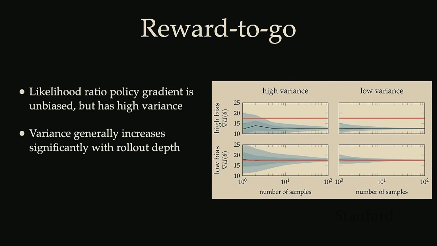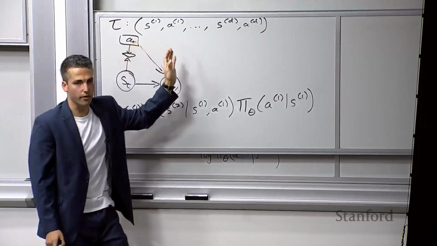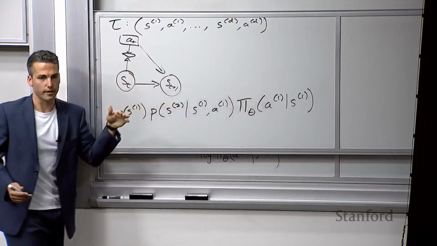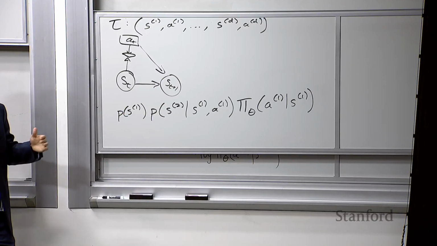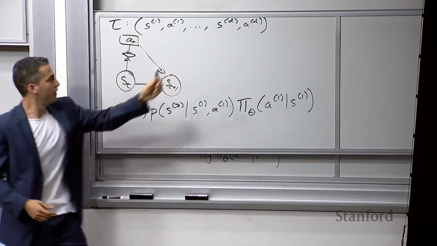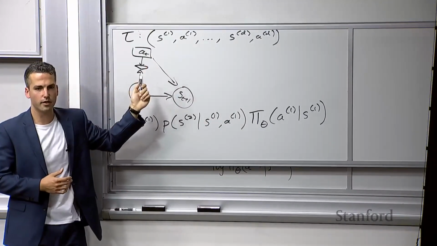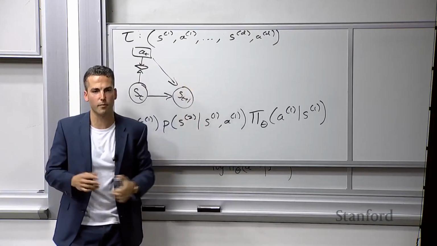And one other thing just to keep in mind is that the variance of this estimate generally increases with rollout depth. Okay, so looking at this trajectory here, as our depth gets further and further into the future, the variance of our estimate increases. So why might that be the case? Well, as you go further into the future, it gets harder and harder to attribute this reward that I received somewhere in the middle. Was that because of one of the early actions I took, or was it from something I did in the middle? Which action contributed to that, right?